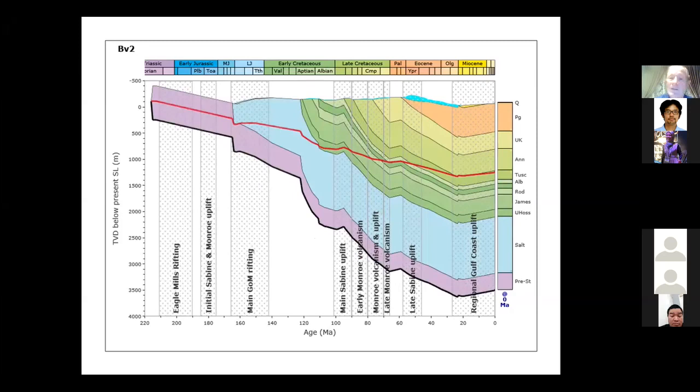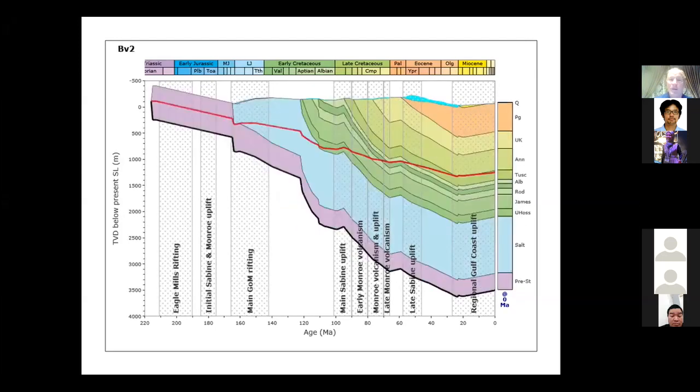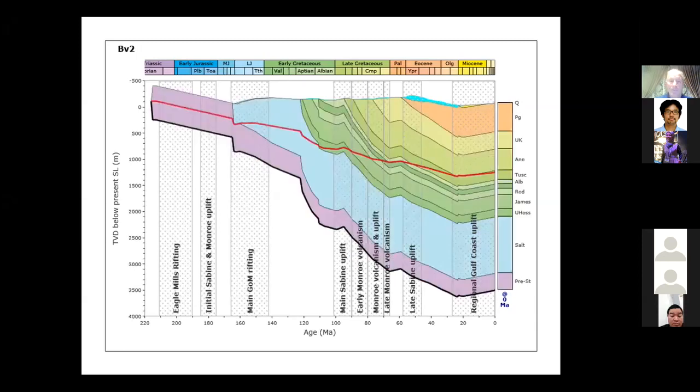Now, one of the things that we want to do when we're doing a 1D study usually is model multiple locations. And so here's a second model. The first one is what we call WN3, and this is BV2. And they look different. You could tell that quickly by the color differences. They've got some different strata in the models. They've got different thicknesses of the salt, for example, which is very thick in this one, and not very thick at all in this one, and so on. So they're clearly different. So I can begin to compare these and learn by comparing.